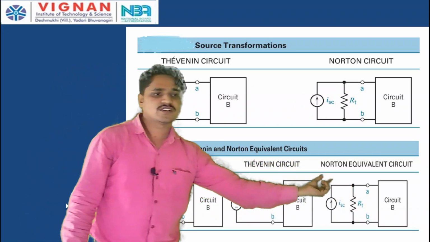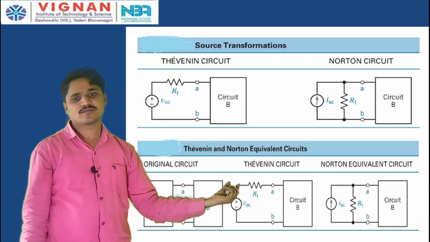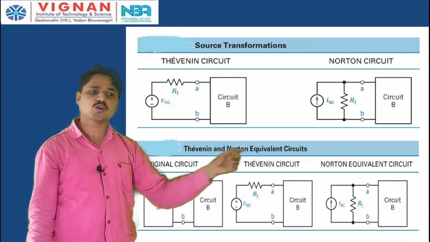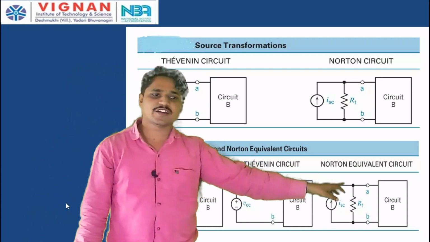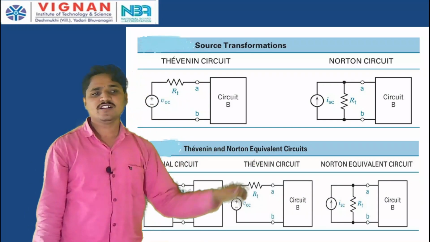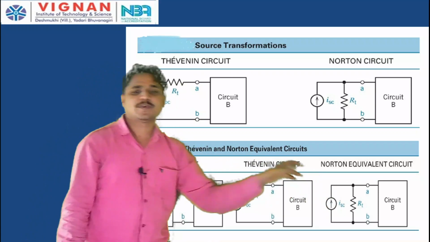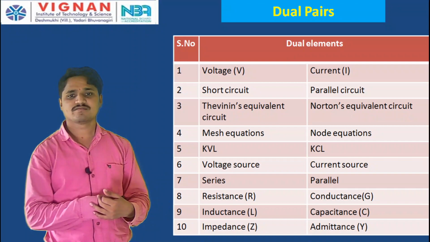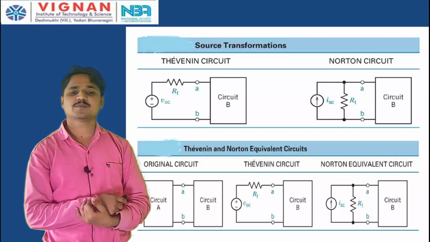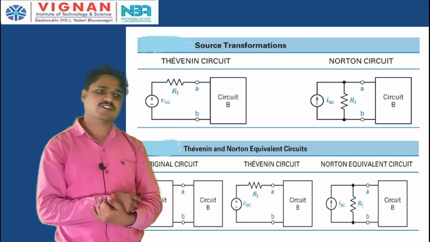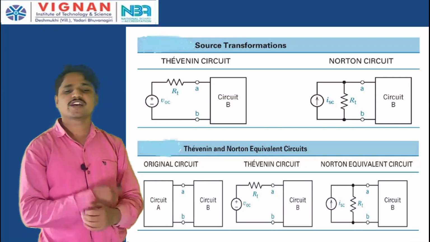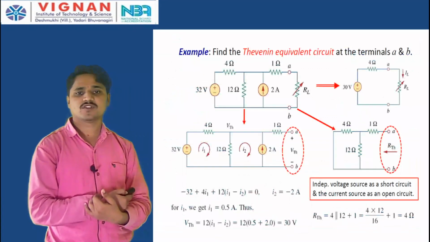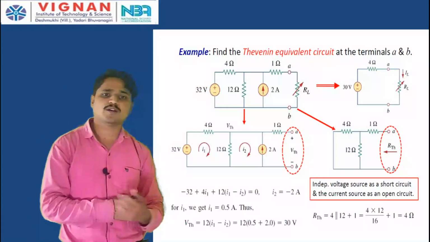So, this current source can be converted into the voltage source VOC, which is equal to ISC into R1, and the parallel resistance can be replaced by a series resistance. So, that is what we have seen here. This is the concept of duality. That means for any network or circuit given, we can draw the dual network. So, let us take this example.